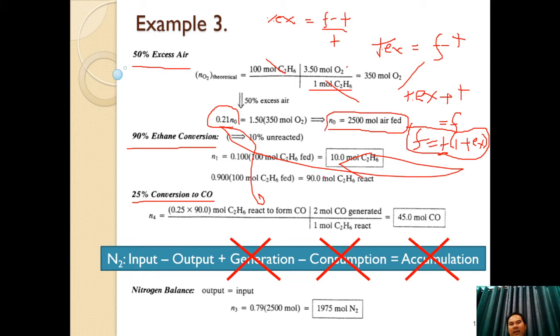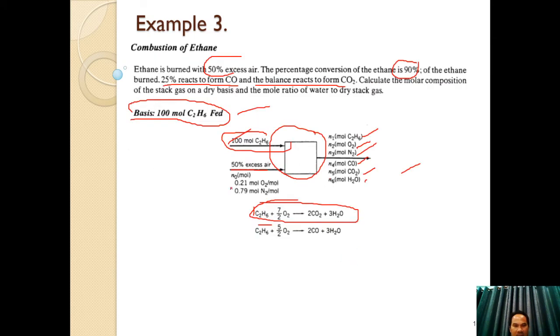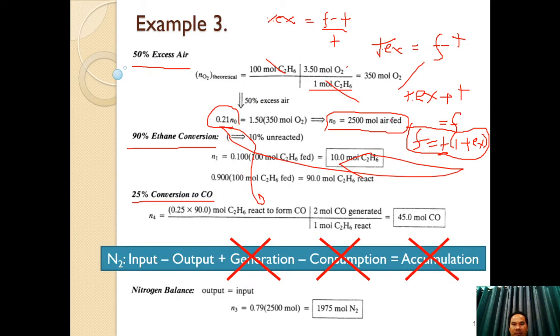Okay. For this case, in the first step, you use the 50% excess, and then you can calculate the feed of air. This N0 is the amount of feed air, in mole air feed.